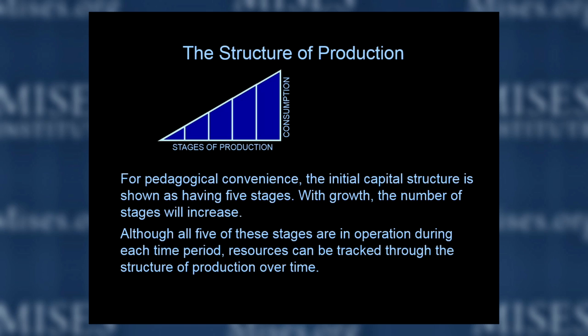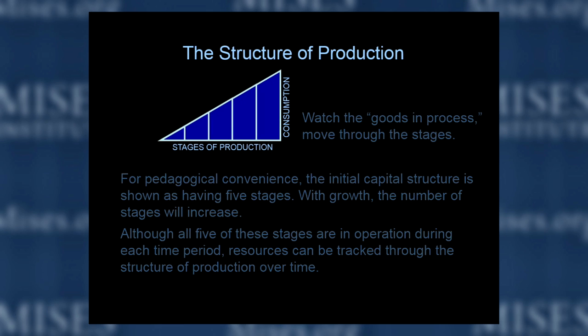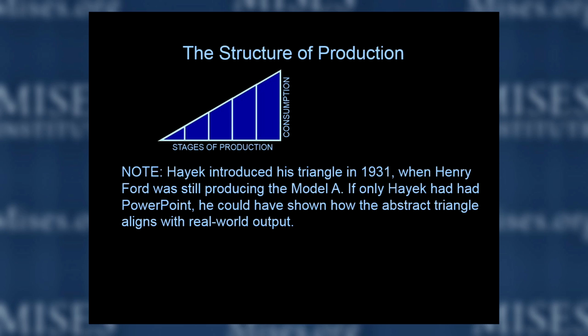During the same period, resources can be tracked through the structure of production over time. Watch the goods in process move through the stages. There they go. Oh, here's a note. Hayek introduced the triangle in 1931 when Henry Ford was still producing the Model A. Model A was produced between 28 and 31, if you don't know. I think you should know that. If only Hayek had had PowerPoint, he could show how the abstract triangle aligns with the real world output.